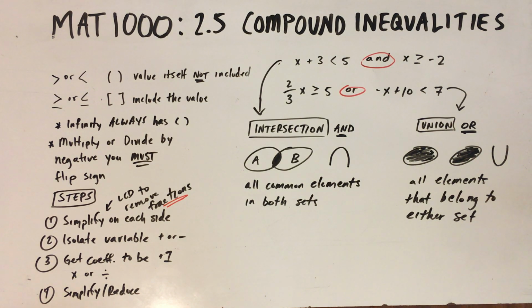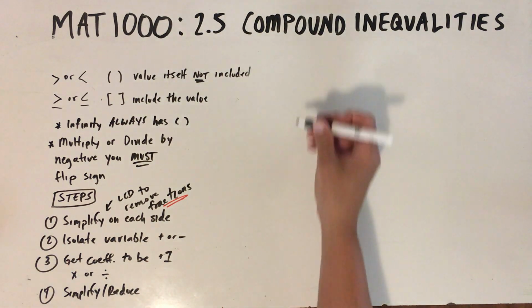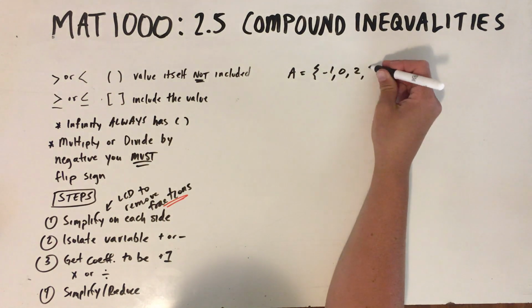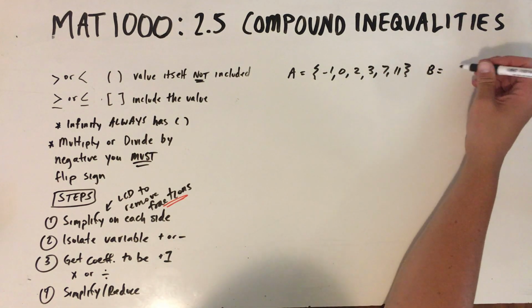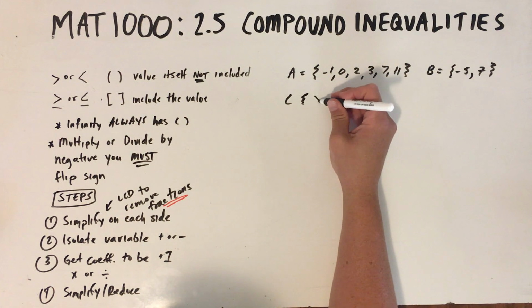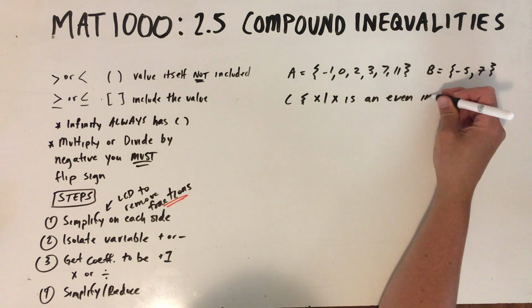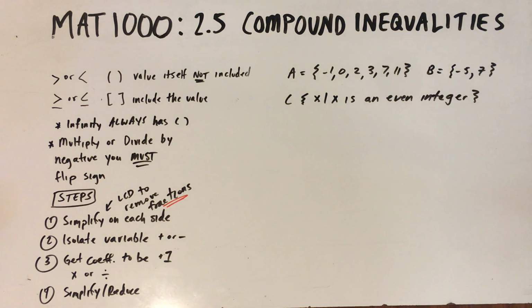Okay, so let's do a set, which we have there on our guided notes. So set A is comprised of -1, 0, 2, 3, 7, and 11. Those are all of the elements in set A. In set B, we have -5 and 7. And in set C, we have x such that x is an even integer. All right, so we've got 3 sets, set A, B, and C.